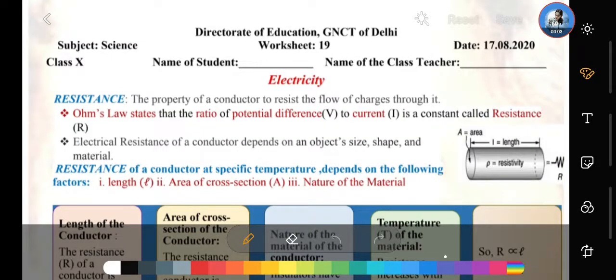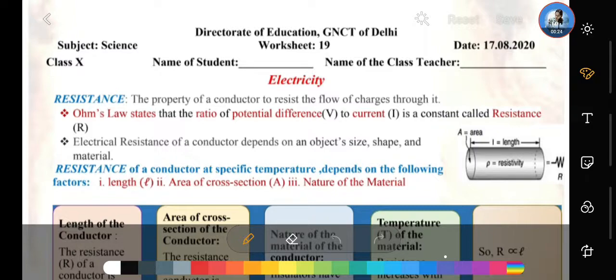Hello students, today we are here with our worksheet number 19 from Directorate of Education, from your chapter Electricity. In the last worksheet we discussed Ohm's law, and today we discuss resistance, the factors on which it depends, what is resistivity, and the daily life applications of resistivity. So let's move with me.